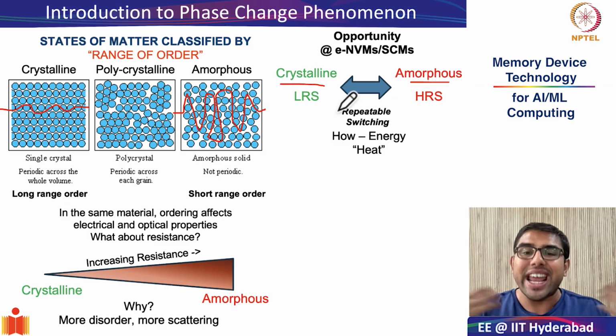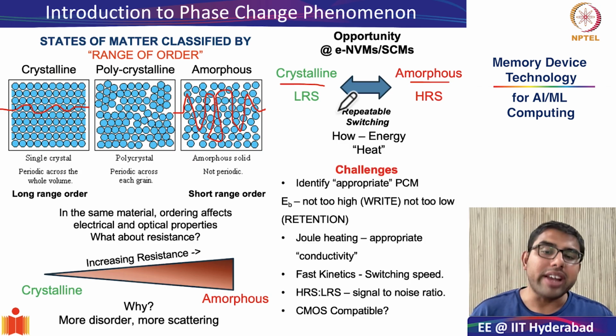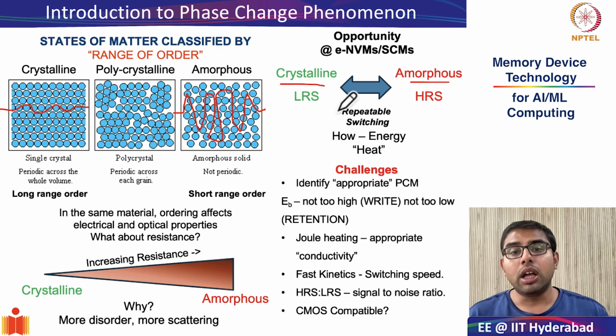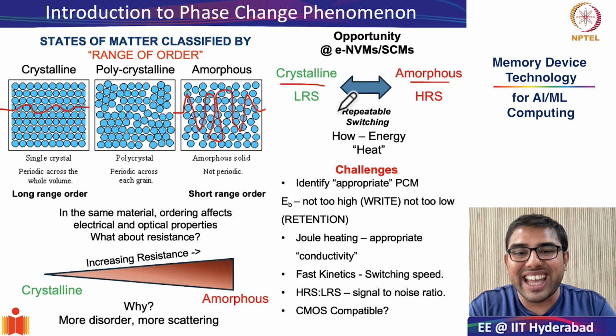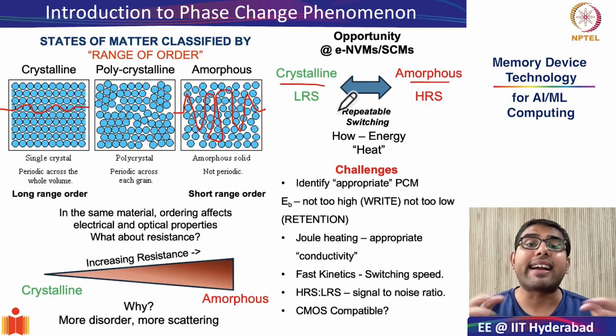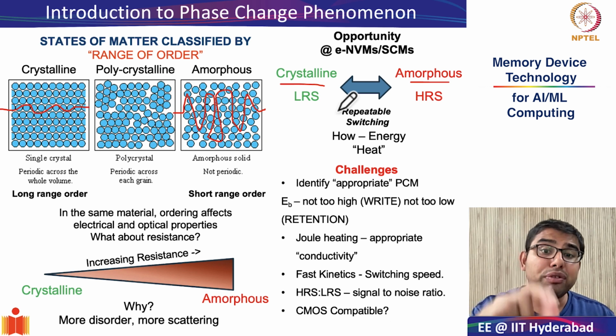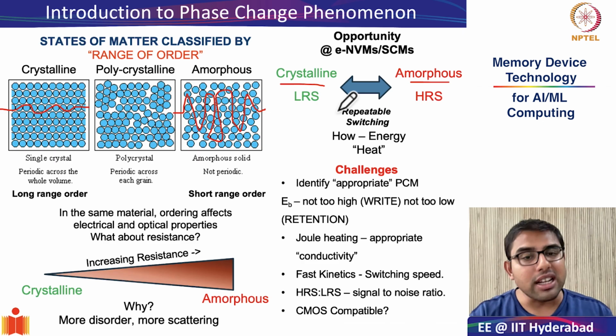Generally, it is done through energy or heat. And what will be very interesting in the context of PCRAMs is how do we provide this energy or heat using electrical pulses? Okay, so while there is a great opportunity in this area, there are also several challenges that we should discuss before moving forward. So what are the challenges?